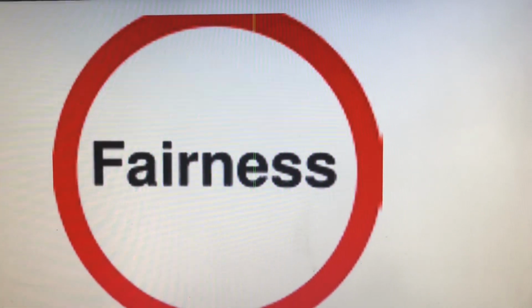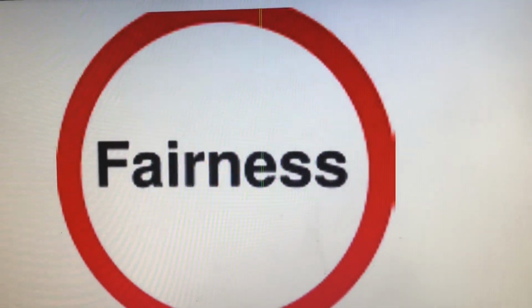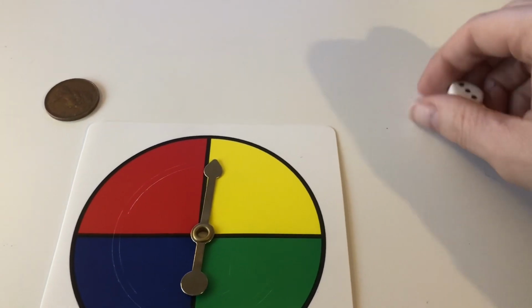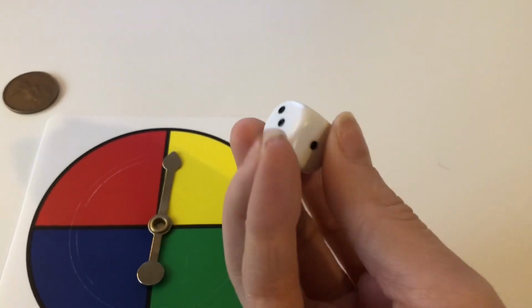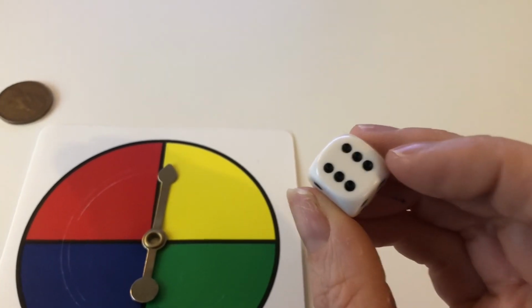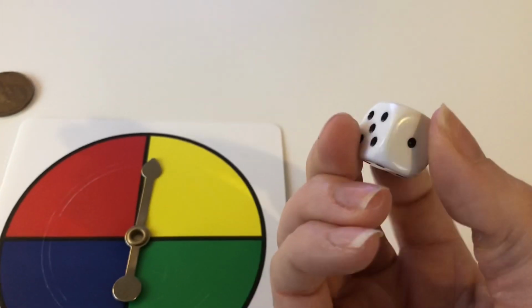Good morning. Today we're going to learn a little bit more about relative frequency, and in particular we're going to look at fairness. Can you remember when we roll a die, what's the exact probability? So the theoretical probability is that we might get a number 1.